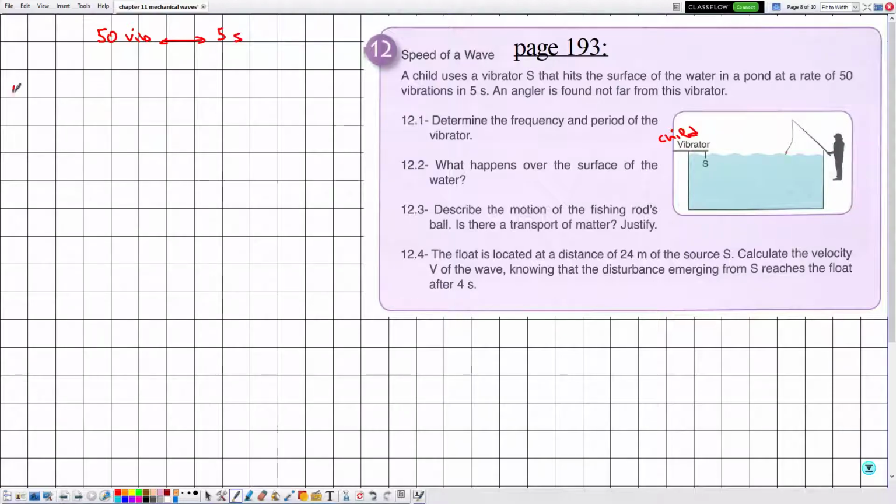Now in 12.1 they are telling us to determine the frequency and the period of the vibrator. So let's start with the frequency. Then 50 vibrations corresponding to 5 seconds, as we have mentioned, so we can place f here corresponding to 1 second. Now we can cross multiply, then f is equal to 1 multiplied by 50 divided by 5, which is equal to 10. Because everything is expressed in the SI, the value of f will be in the SI, which is hertz. So the frequency is 10 hertz.